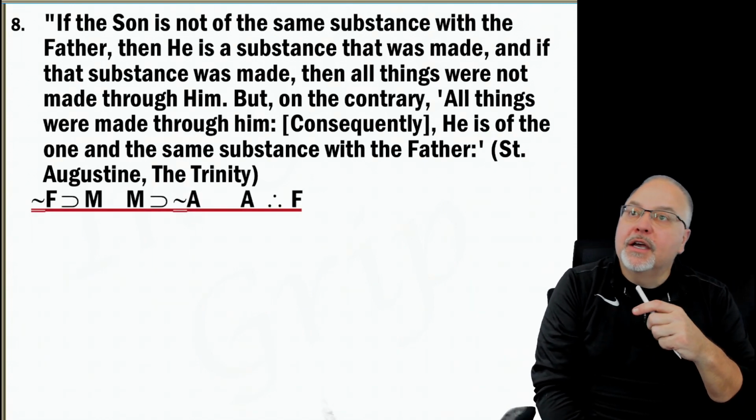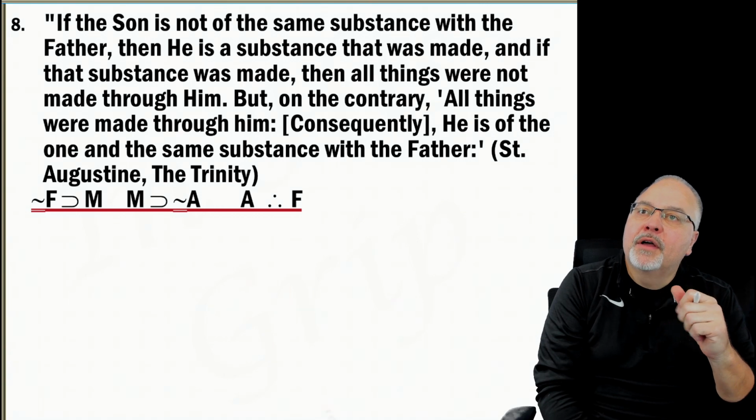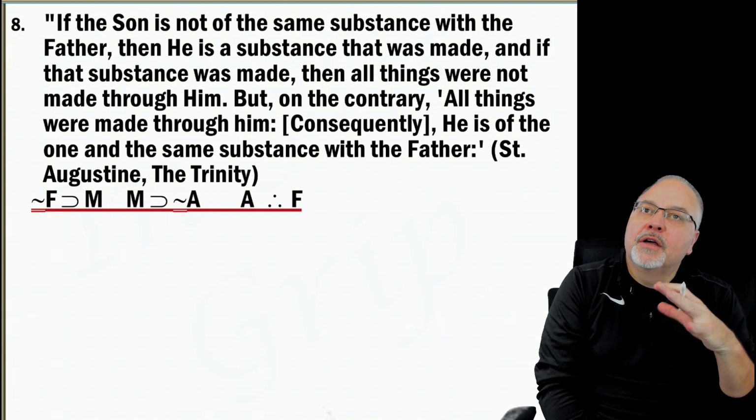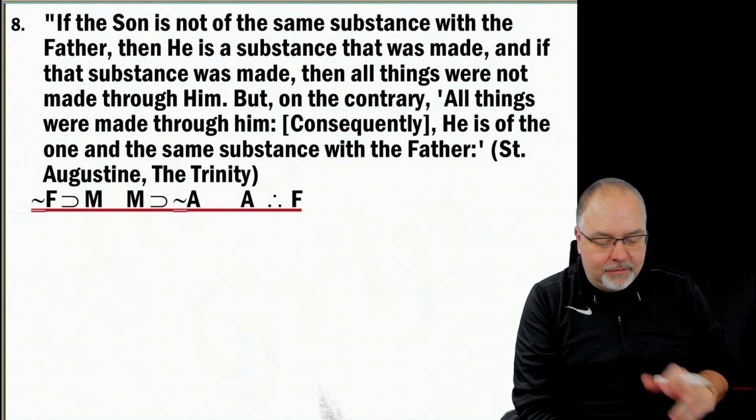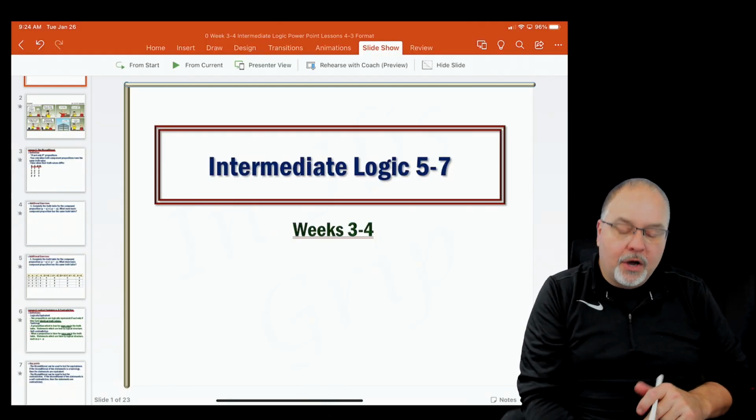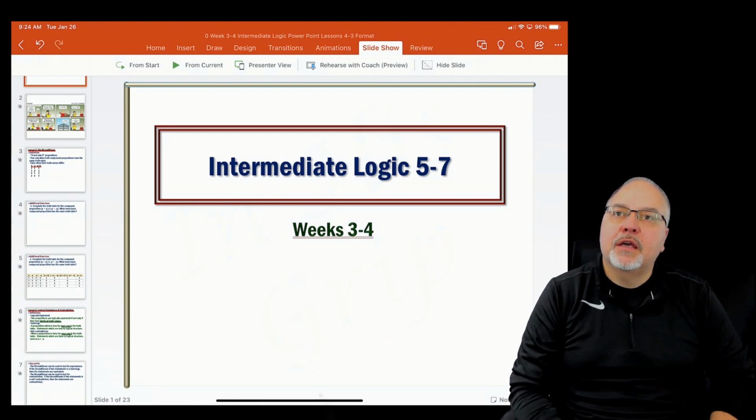Not F. If not F, then M. If M, then not A. A, therefore F. Okay? Then you do your truth table. Tell me whether it's valid or not. Work it out. You can pause here, and then we'll move. We're going to move on, though. Okay, that's it for this week.